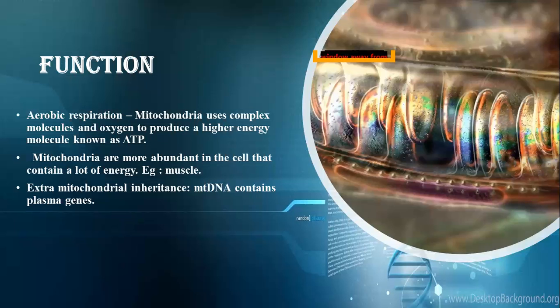The function of mitochondria. The first and main function of the mitochondrion is aerobic respiration. Aerobic respiration uses complex molecules and oxygen to produce a high energy molecule known as ATP. Mitochondria are more abundant in cells that need a lot of energy, like muscle. Extra-nuclear inheritance: mtDNA contains plasmagenes.